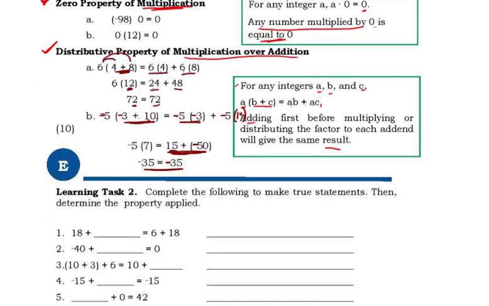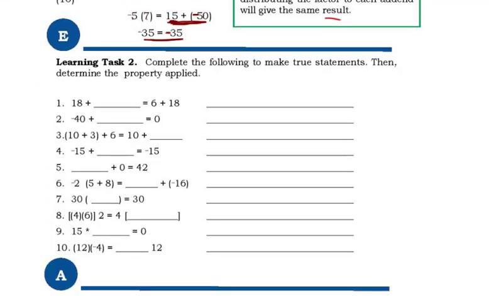Okay, so dito na po tayo sa learning task natin. So, complete the following to make true statement. Then, determine the property applied. So, kukumpletuhin po ninyo itong mga blanks, tapos isusulat po ninyo kung anong property ang ginamit. Halimbawa, yung number 1. 18 plus blank is equals to 6 plus 18. So, ano po kaya ang kulang dito?